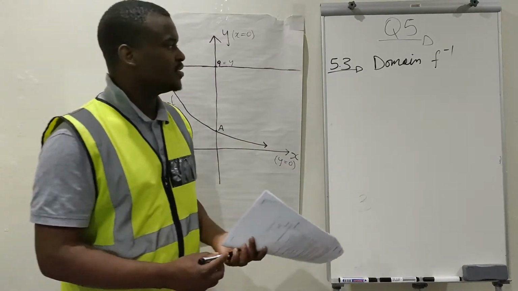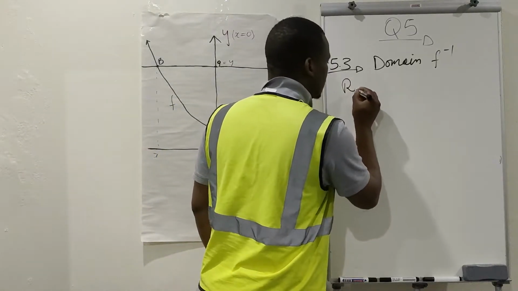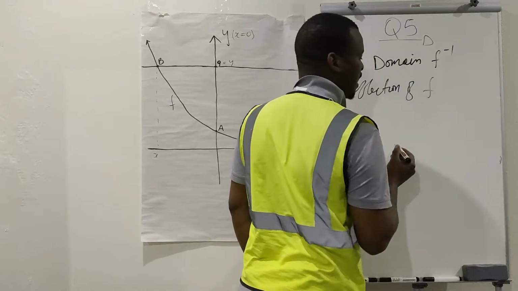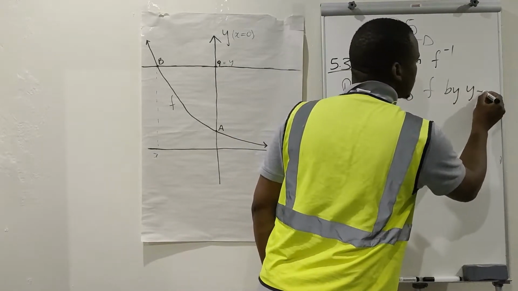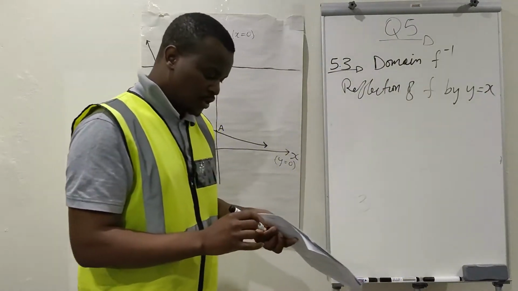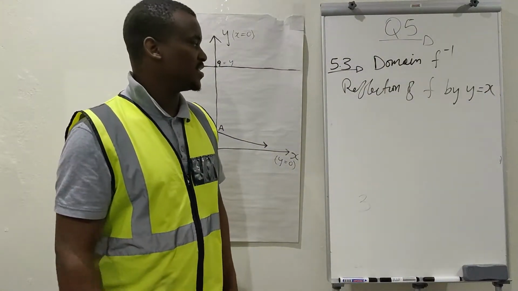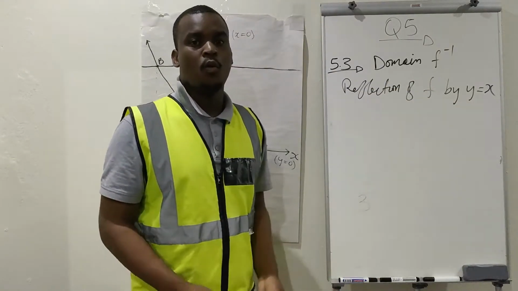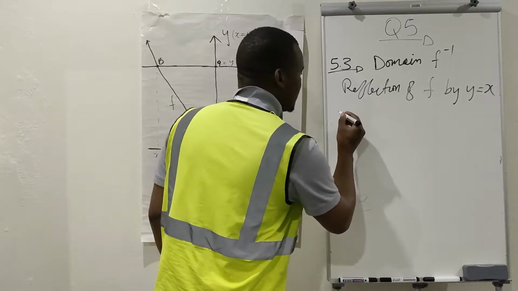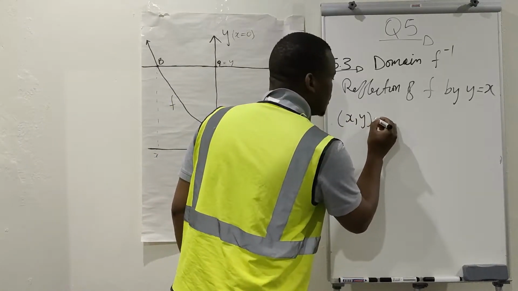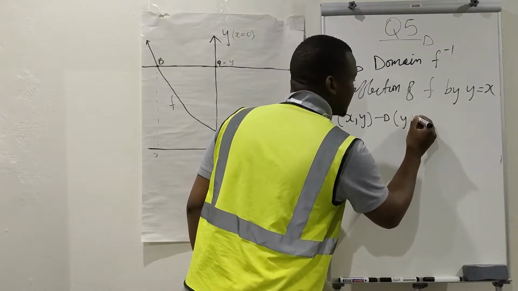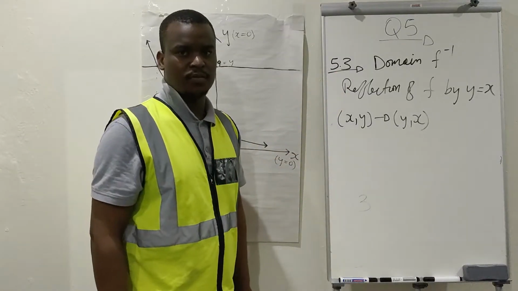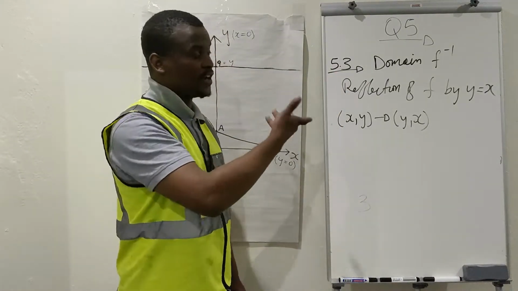So, the inverse is a reflection of f by the line y is equal to x. So, that's what your inverse is. You reflect this function f by this line y is equal to x. So what happens is your x and y become y and x. So you just swap your function around. That's what you do.